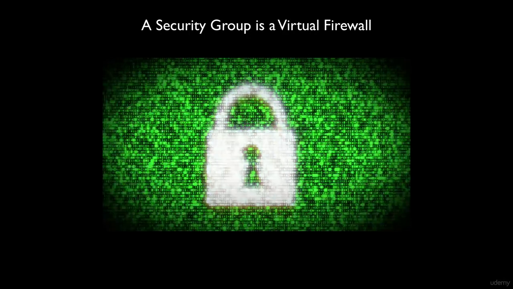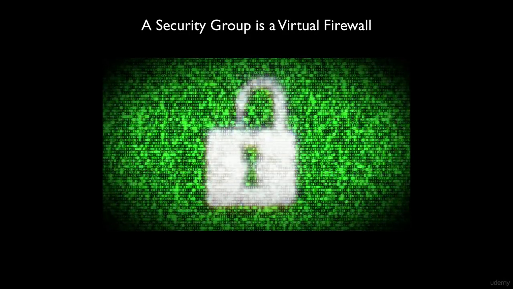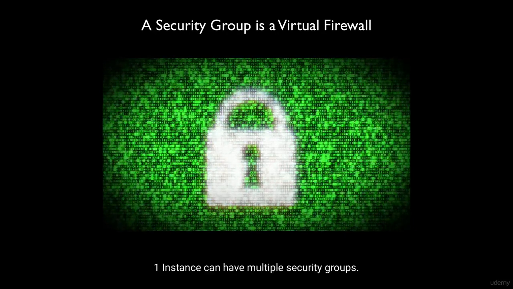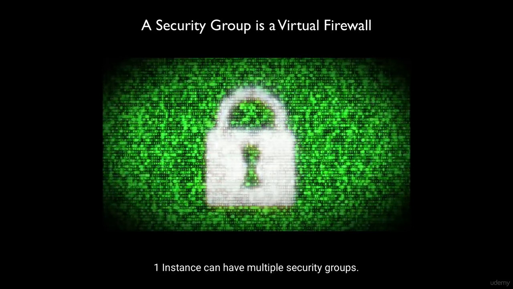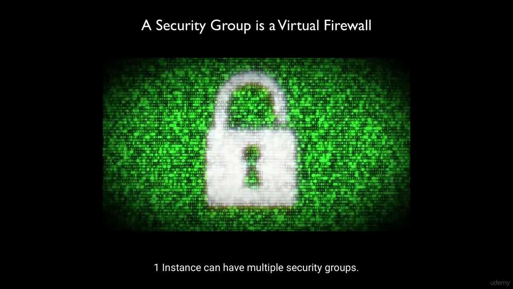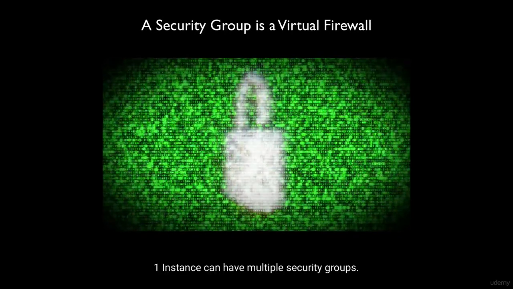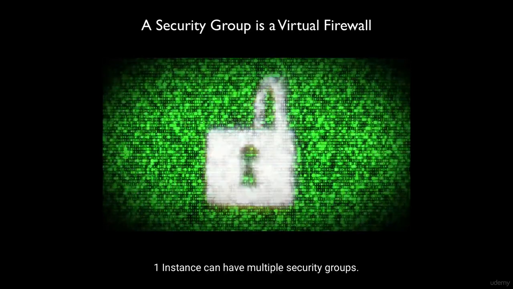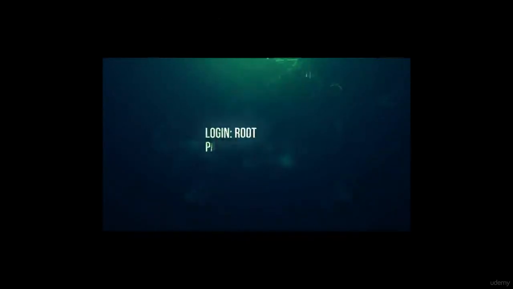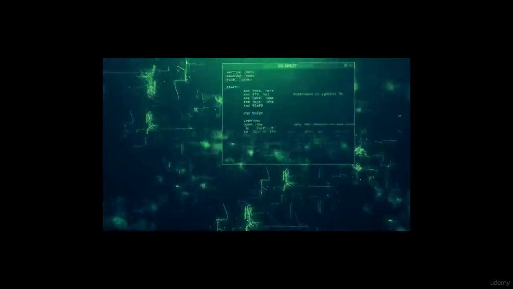A security group is basically a virtual firewall, and it's controlling traffic to your instances. When you first launch an EC2 instance, you associate it with one or more security groups. So you can have one EC2 instance behind 2, 3, 4, 5 different security groups, and you add rules to each security group that allow traffic to or from instances. Essentially a security group is your first line of defense against hackers.